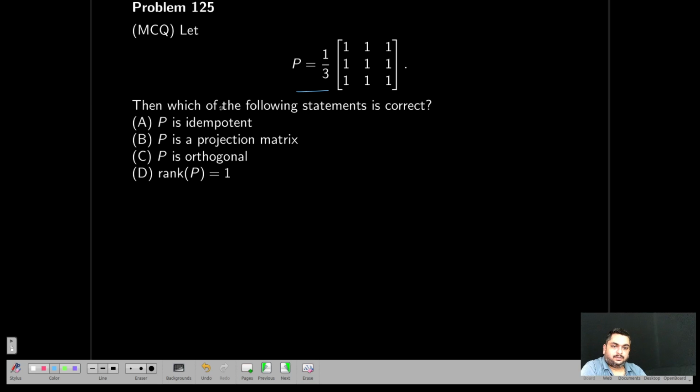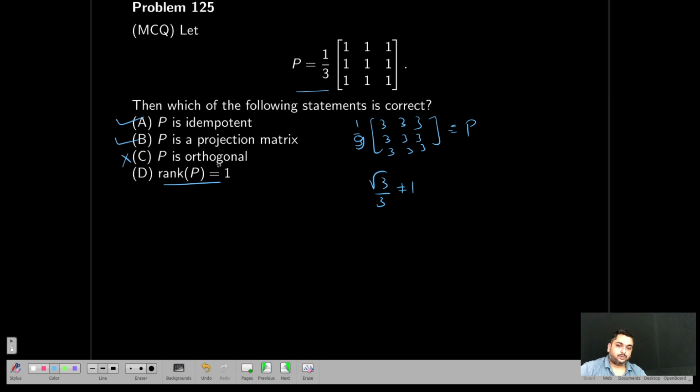Given this matrix, which of the following statements is correct? So, is it an idempotent matrix? Find out P square equal to P. So, if I square this, I will get 1 by 9 into 3, 3, 3. So this is nothing but equal to my P only. Hence, it is idempotent. P is a projection matrix. Yes, P is a projection matrix because P square equal to P. P is orthogonal? If you take the length of these columns, 1 square plus 1 is root 3 by 3, which is not equal to 1, hence this is not orthogonal.